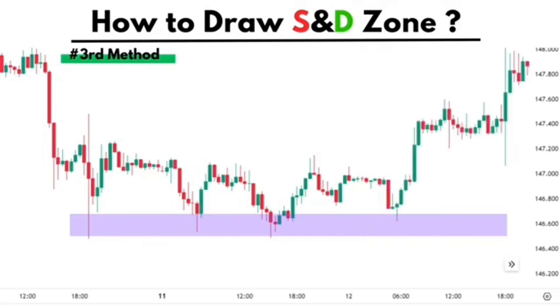By understanding these 3 methods, the momentum candle method, the consolidation method, and the rejection wick method, you now know how to identify high-quality supply and demand zones on any chart with confidence.